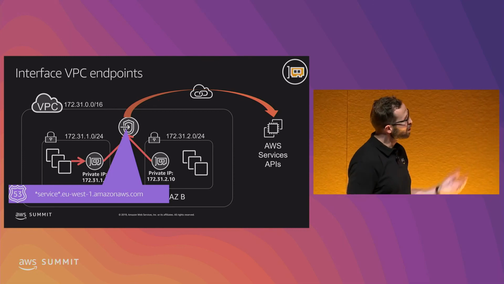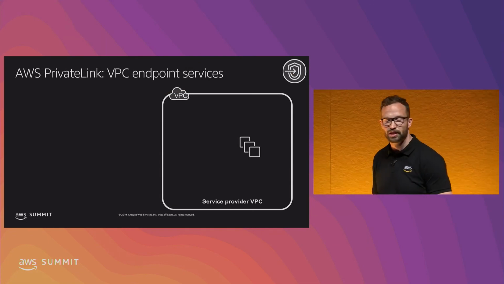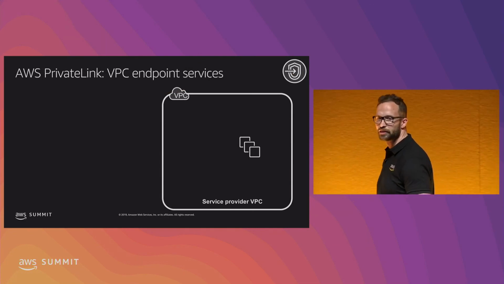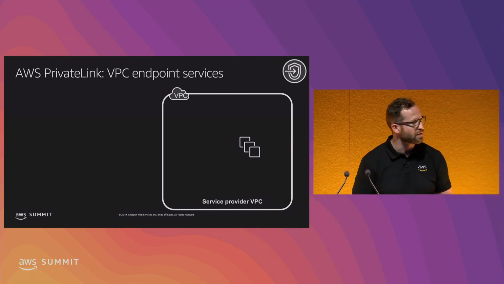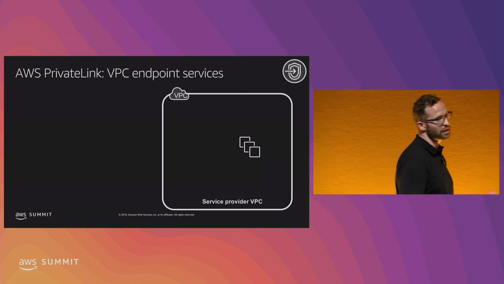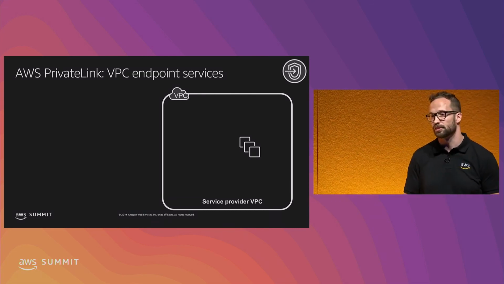And a lot of customers and partners are using this for sharing their services themselves. So you can do it yourself as well. And the technology powering VPC endpoints, VPC interface endpoints, is Private Link. So we allow you to use that technology yourself to share your own services with thousands of other VPCs.